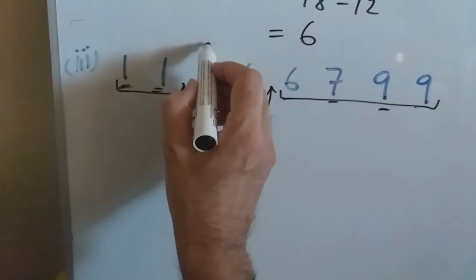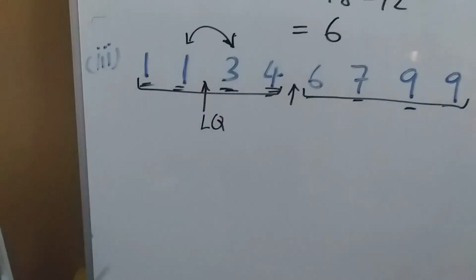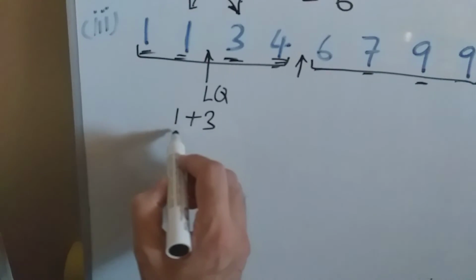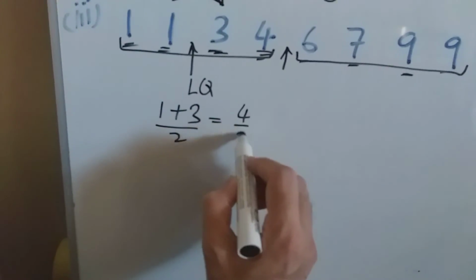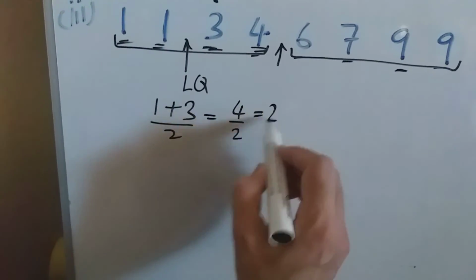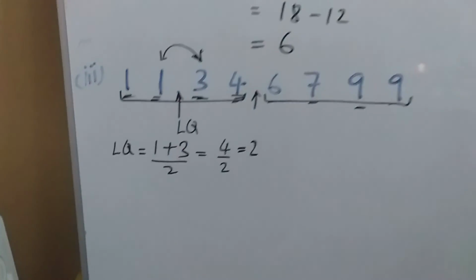And how do we calculate? We add these two numbers and then divide by 2. So lower quartile will be 1 plus 3 divided by 2, which is equal to 4 divided by 2. And that is equal to 2 itself. So the lower quartile over here is 2.